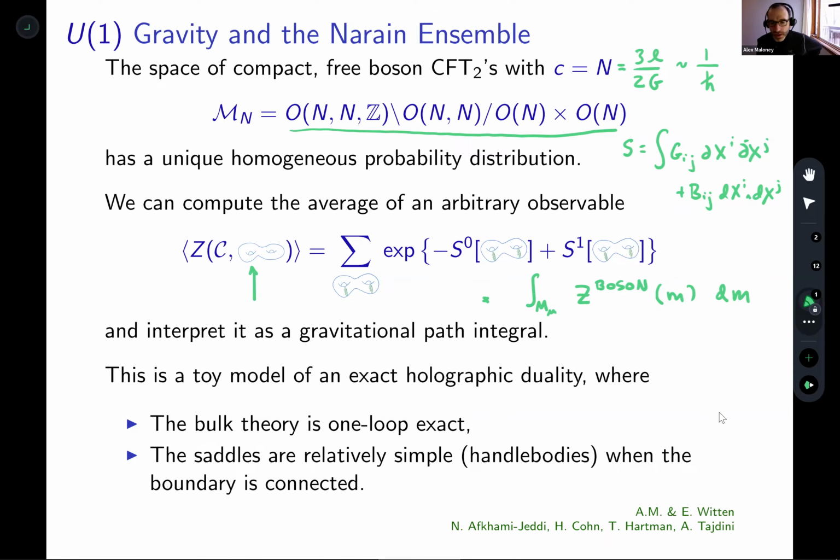So in particular, it'll be a function of the conformal structure of the boundary. And I'll see that very explicitly in a minute.